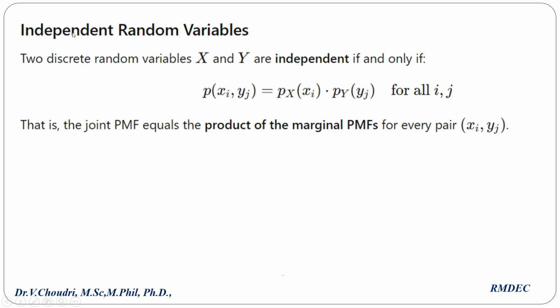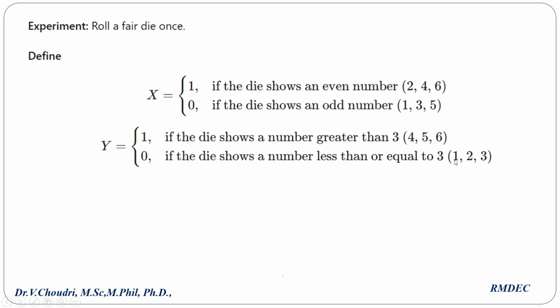Next, independent random variables. Two discrete random variables x and y are independent if and only if each and every probability value p of xi comma yj equal to the product of the corresponding marginal probability mass functions, px of xi, py of yj. That is, the joint probability mass function equals the product of the marginal probability mass functions for every pair of xi comma yj. Let us see one example to understand the concept.